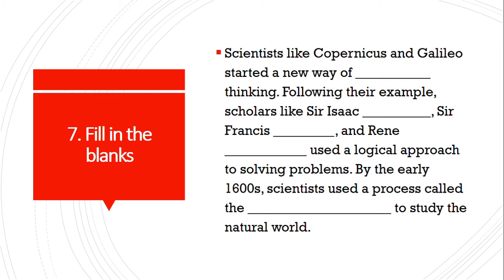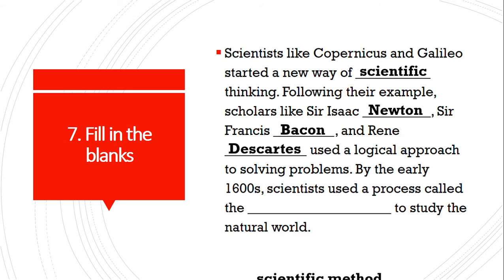Scientists like Copernicus and Galileo are going to start a new way of scientific thinking, and other people will follow their example. Scholars like Sir Isaac Newton, who we'll talk about more in a second, Sir Francis Bacon, and a famous philosopher named René Descartes. They used a logical approach to solving problems. And by the early 1600s, scientists are using a process called the scientific method to study the natural world.